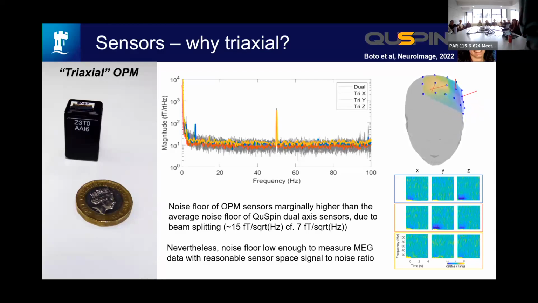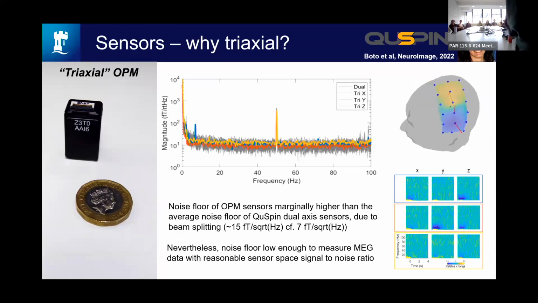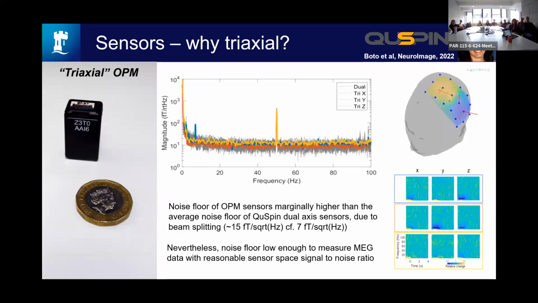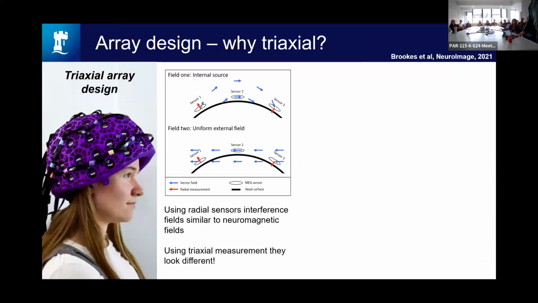We can also see the direction of the fields. So these arrows here are just 4 triaxial sensors showing how the field loops around a current that's somewhere buried in the brain. But the real reason that we got quite excited by the triaxial sensors was this. So let's say we've got 2 magnetic fields.